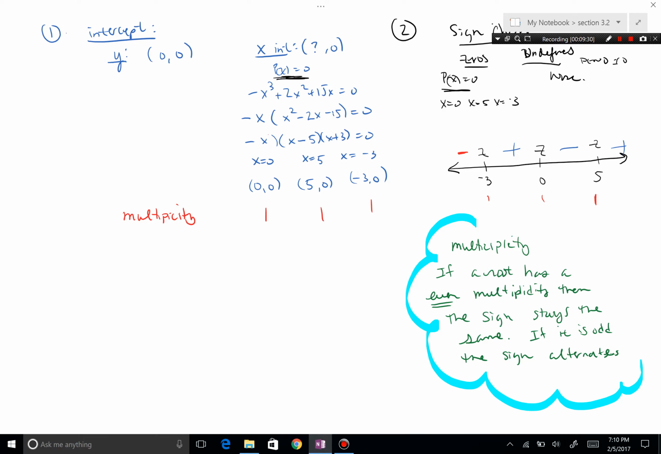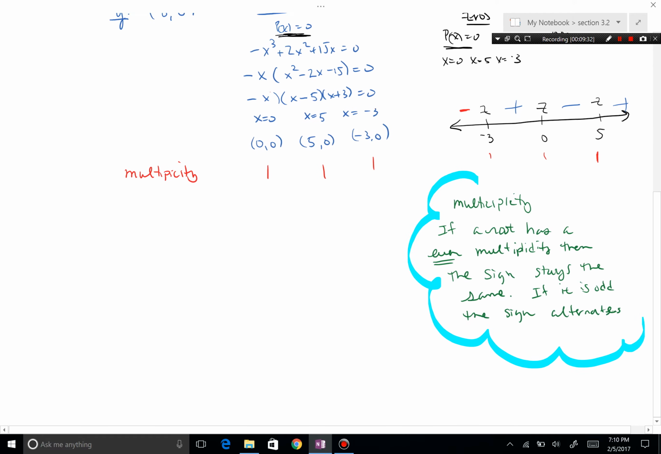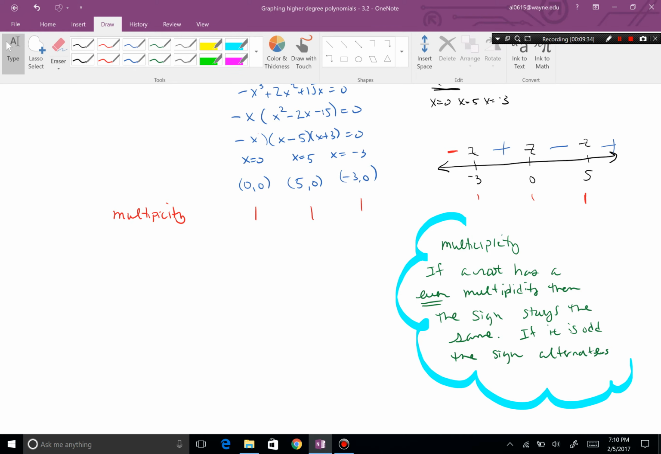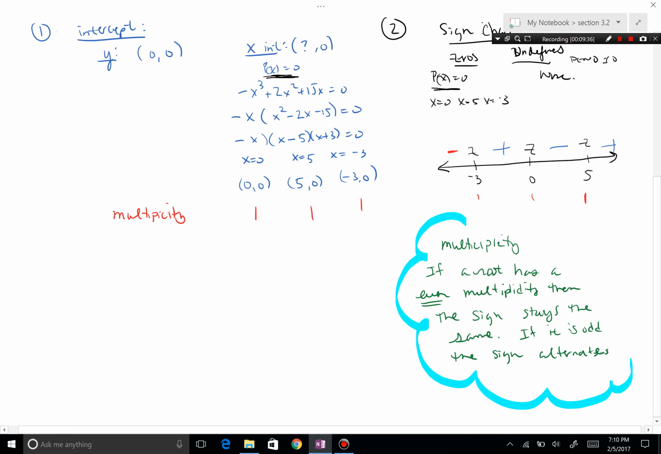So what does this mean? Now we are finally in a place to graph this. All right, guys, so here we go. Here's my graph. Let me not screw it up.